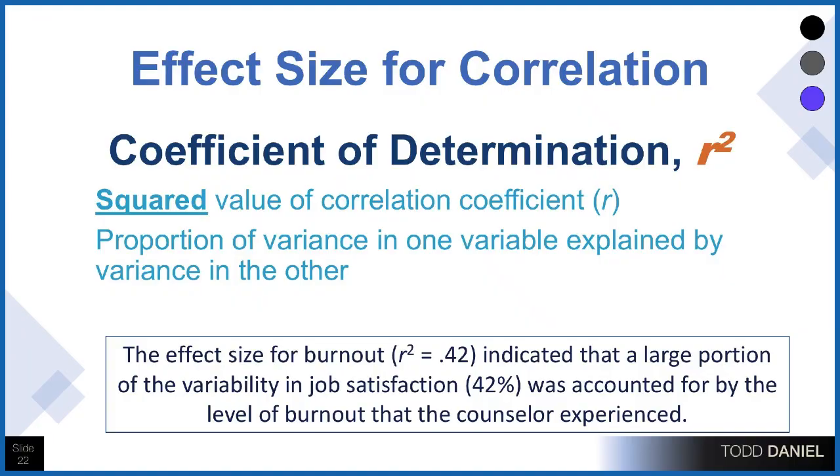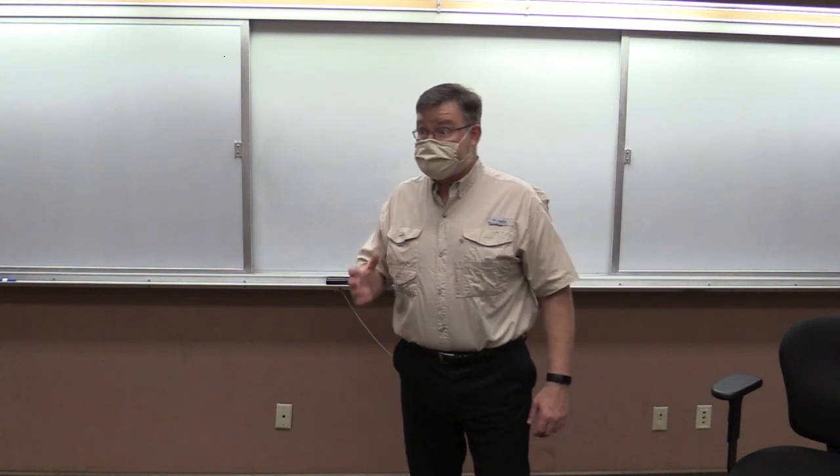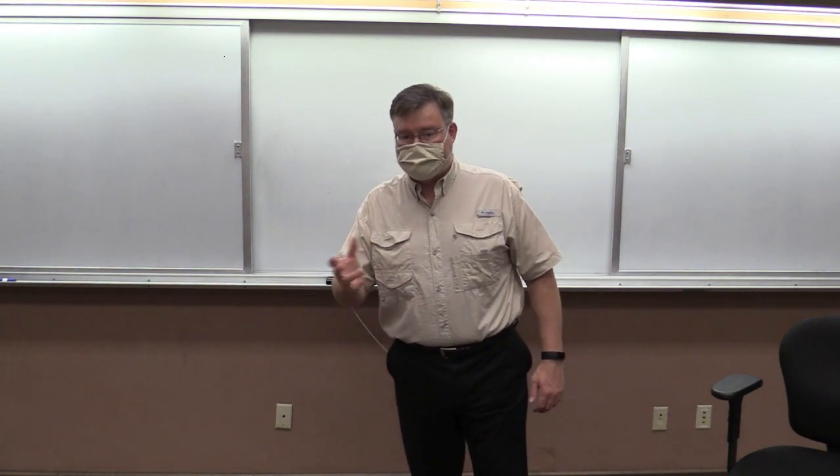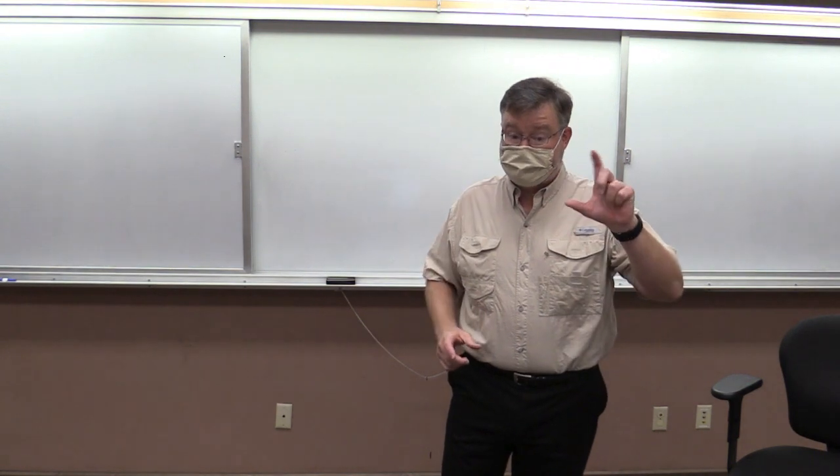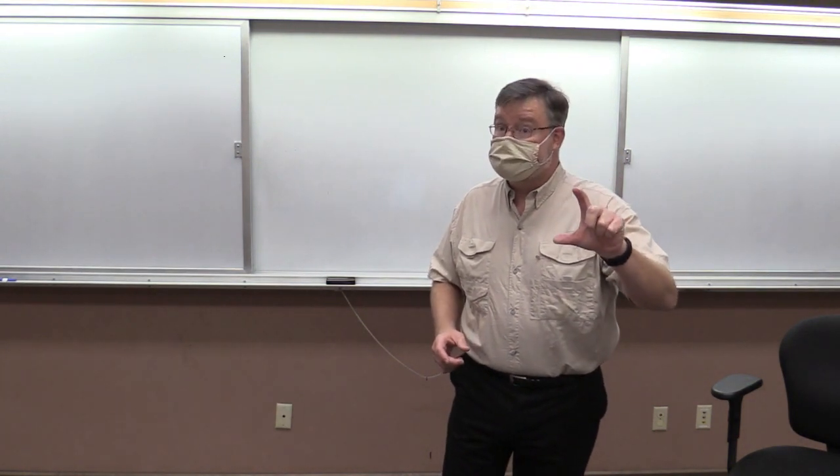Here's how this might look in a different example, a more real-world example, in fact, one that we may encounter relatively soon as we look at regression. If I have an effect size for burnout, in this example, an R squared of 0.42, indicates that a large portion of the variability in job satisfaction, 42% of the variability in job satisfaction, was accounted for by level of burnout. If I know how burned out you are on my scale, I can predict about 42% of the variability in your job satisfaction score.